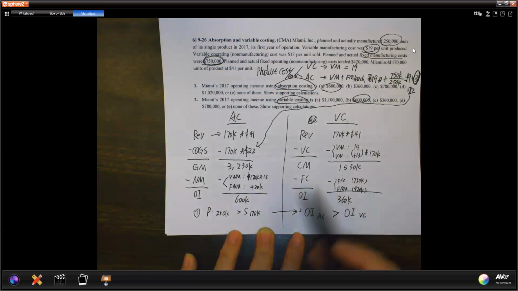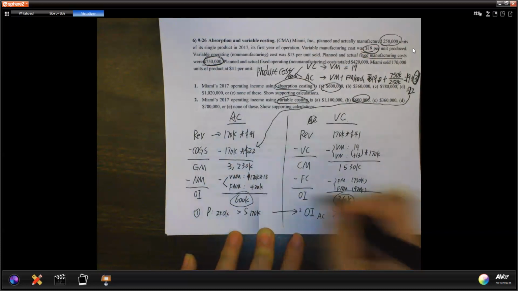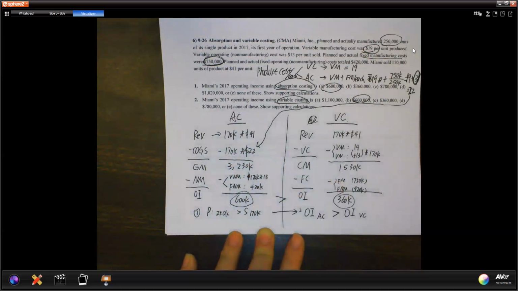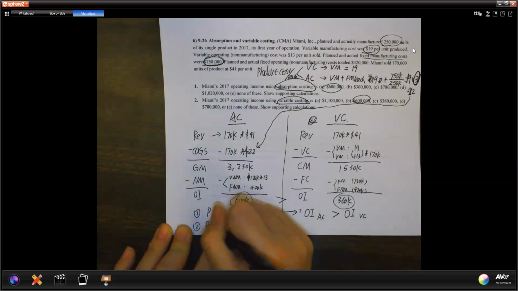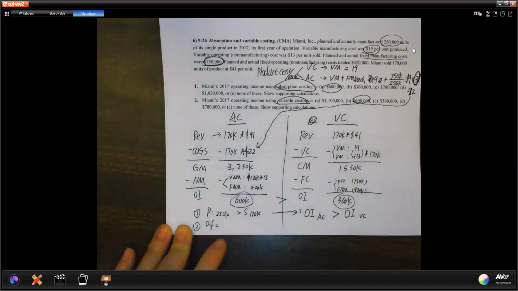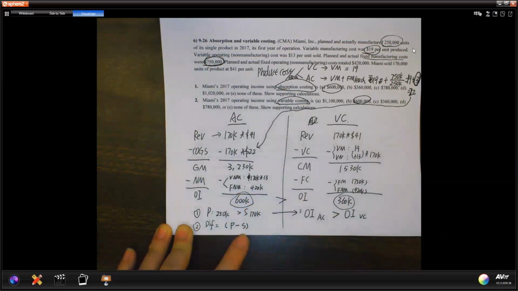So now we double check, and we found that absorption costing operating income is indeed higher than the variable costing method. And second, we want to make sure about the difference. The difference between these two methods, no matter whether you produced more or sold more, is always your production minus your sales, or the sales minus your production if you sold more than you produced.